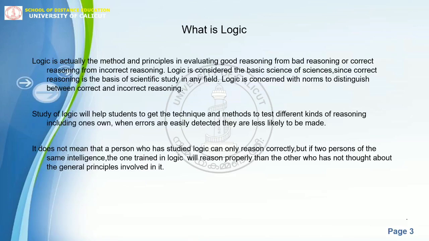What is logic? Logic is actually the method and principles in evaluating good reasoning from bad reasoning, or correct reasoning from incorrect reasoning. Logic is considered the basic science of sciences. Since correct reasoning is the basis of scientific study in any field, logic is concerned with norms to distinguish between correct and incorrect reasoning. Study of logic will help students to get the technique and methods to test different kinds of reasoning, including one's own. When errors are easily detected, they are less likely to be made.